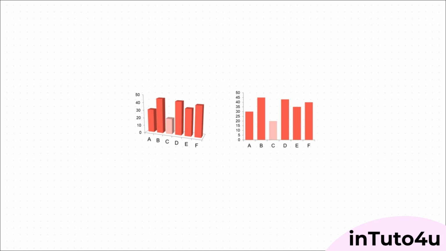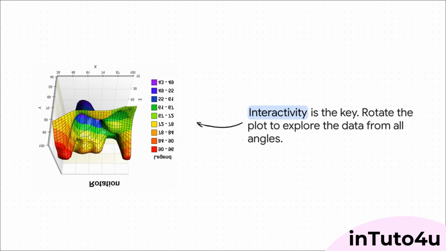This example just drives the point home perfectly. Look at that 3D bar chart. Can you tell for sure if bar D is taller than bar F? It's really hard, right? The perspective messes with you. Now, look at the simple 2D version. The answer is obvious in less than a second. In this case, the 3D didn't add clarity. It just added confusion. So does that mean 3D plots are useless?